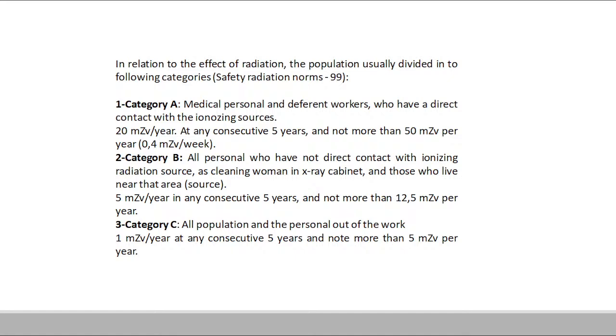In relation to the effect of radiation, the population is usually divided into the following categories. According to the Safety Radiation Norms 99 in Russia, the first category, category A, is medical personnel and different workers who have direct contact with the ionizing sources. 20 microsievert in a year, at any consecutive 5 years, and not more than 50 microsievert per year, 0.4 microsievert per week.